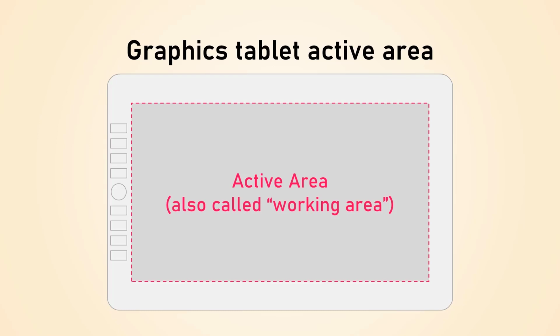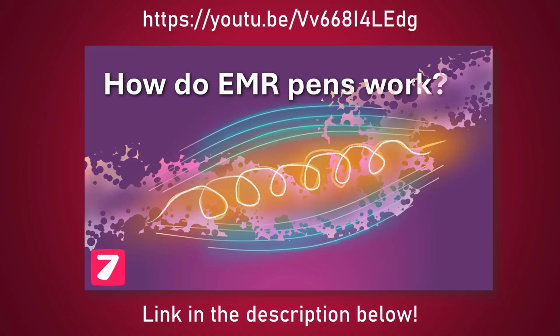The active area is the region on the graphics tablet that is responsive to the EMR pen. In other words, it's the region on the tablet where you draw. EMR stands for electromagnetic resonance. It's the fundamental technology that powers graphics tablets. If you want to learn more about EMR technology, see the video description. There's a link to a video I created recently which explains the EMR technology in depth.